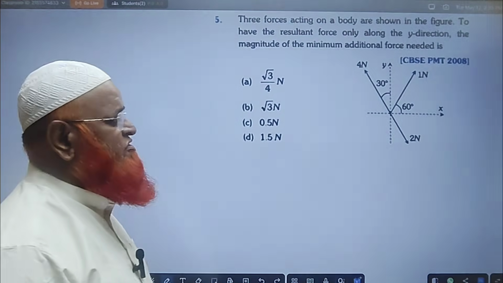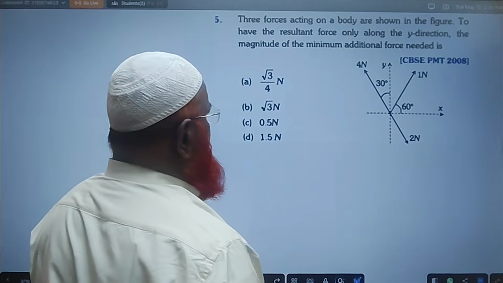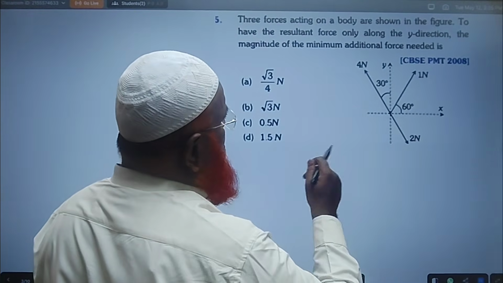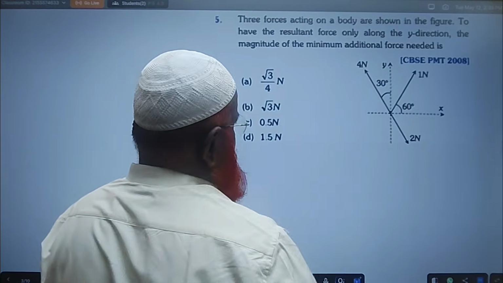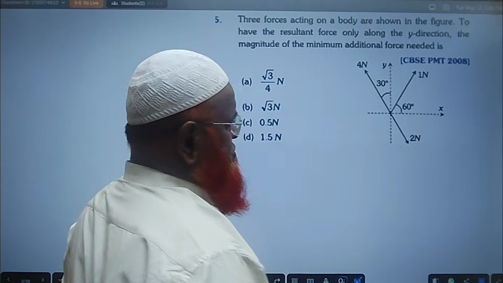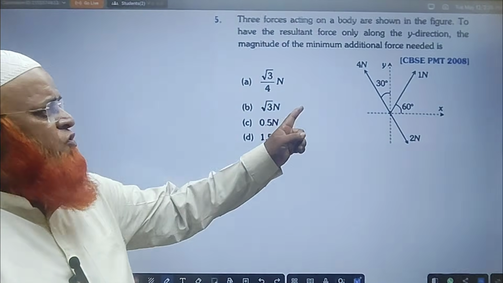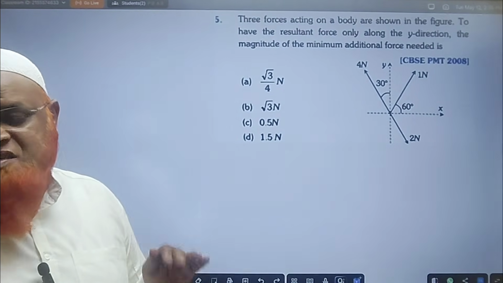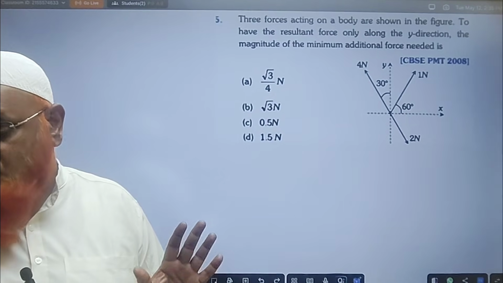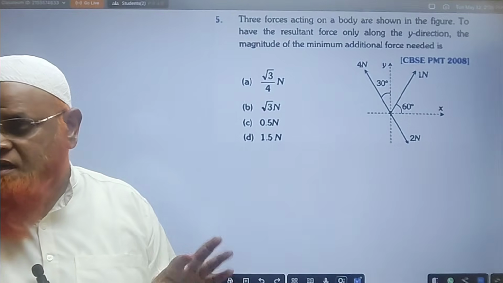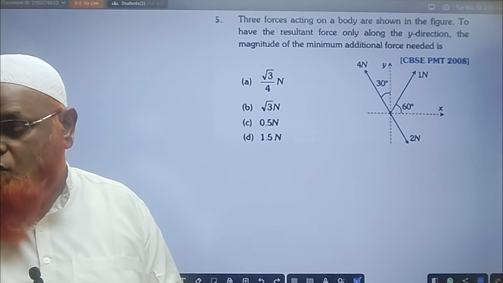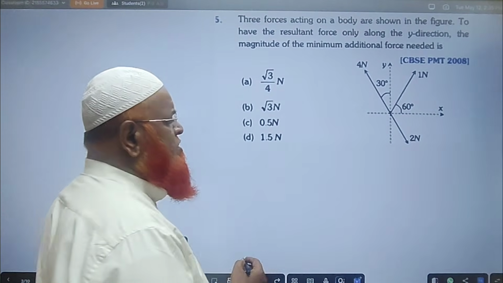So how do you solve this graphical question? First of all, these forces are on a body. They have resultant force only along the y direction. The magnitude of the minimum additional force... it is having resultant force along the y direction. That means along the x direction there is no resultant force, 0. Balancing condition is there.